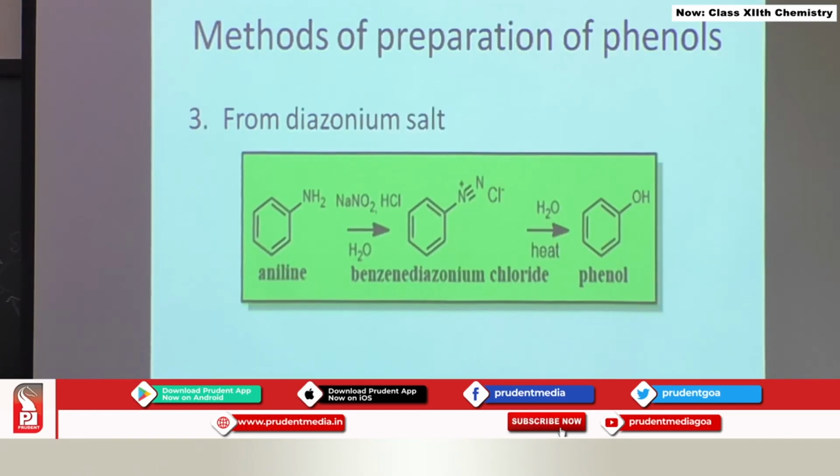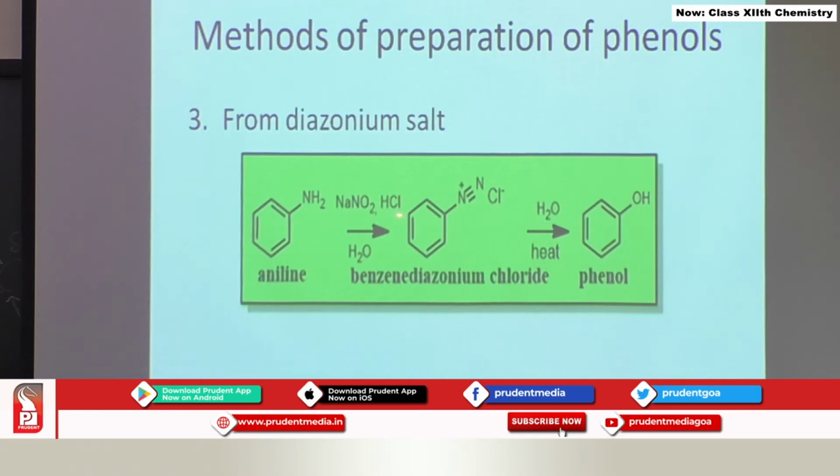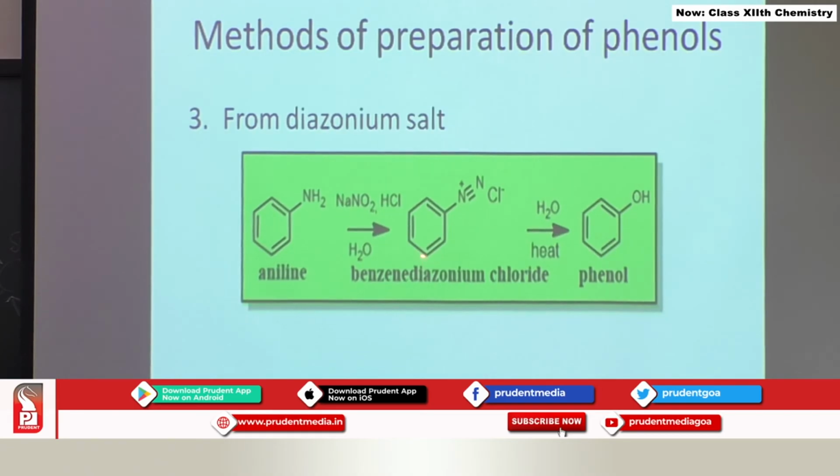The third method of preparation of phenols is from benzene diazonium salt, for which you need primary aromatic amine aniline as your starting material. This aniline is first diazotized with the help of NaNO2 and HCl to give you benzene diazonium chloride. Benzene diazonium chloride is hydrolyzed further to give us phenols.